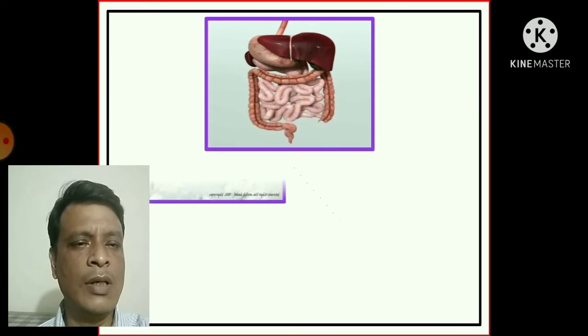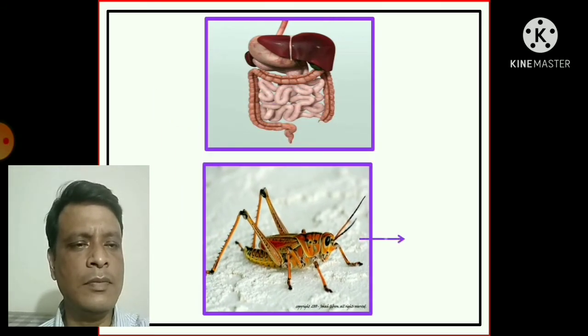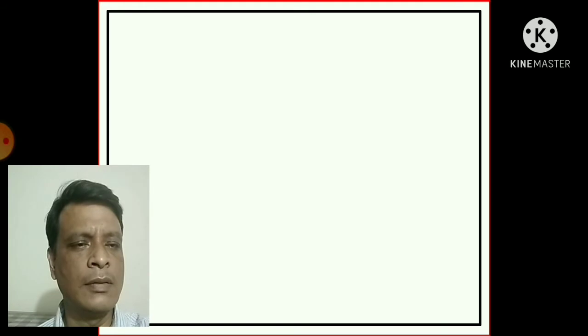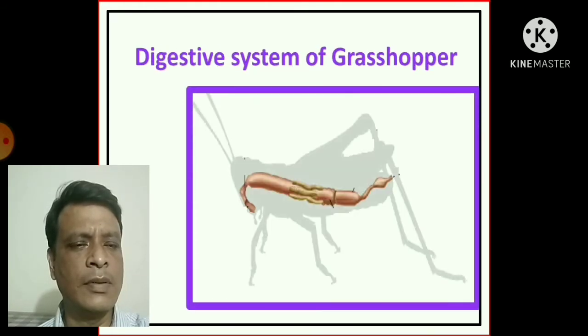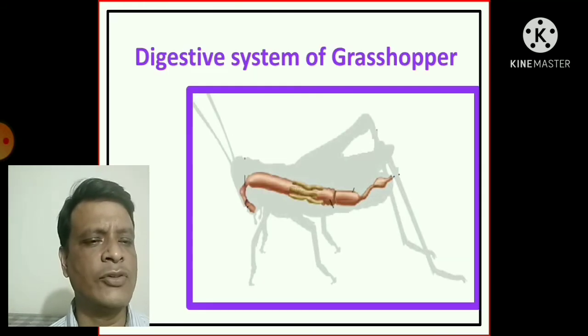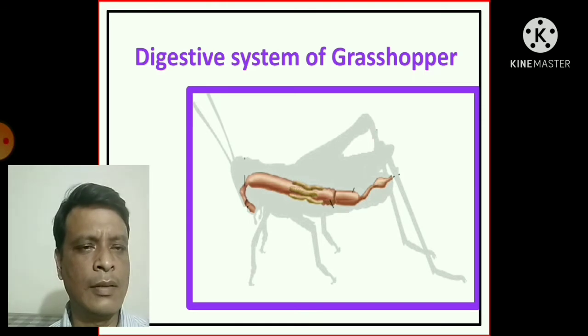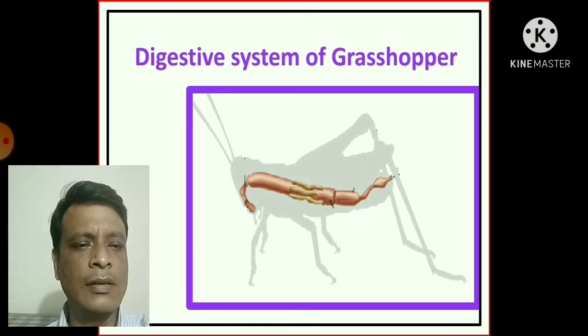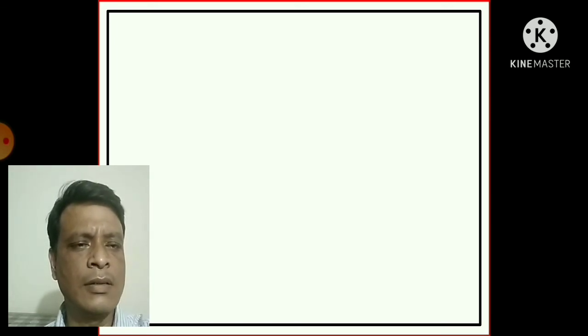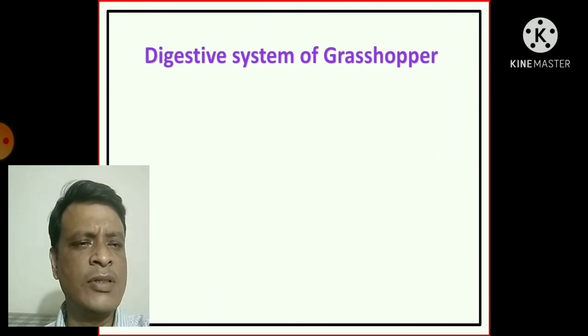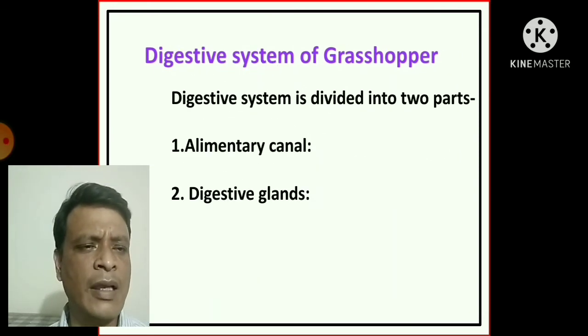Now let's discuss another very important topic, that is the digestive system of the grasshopper. If you look at the figure here, you can easily understand that this is the digestive tract in grasshopper. The digestive system of the grasshopper basically consists of the alimentary canal and digestive glands.